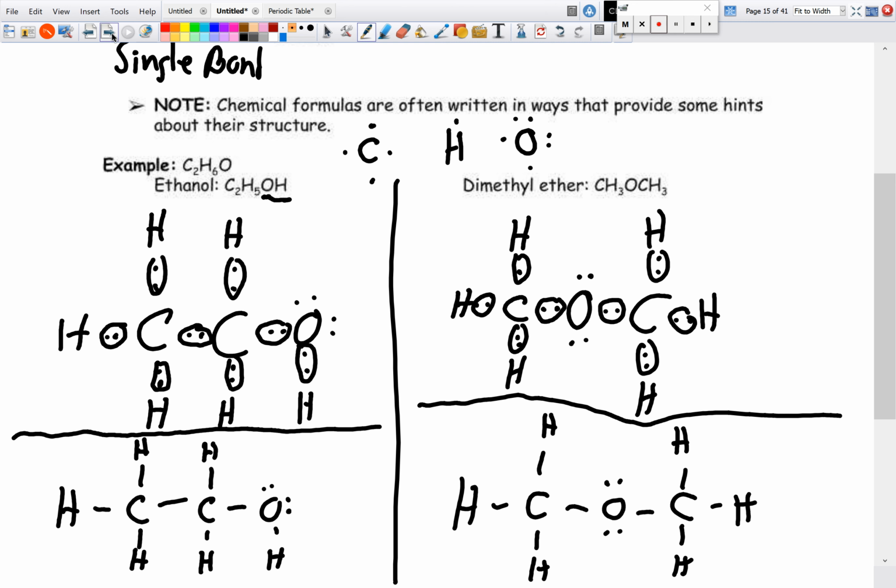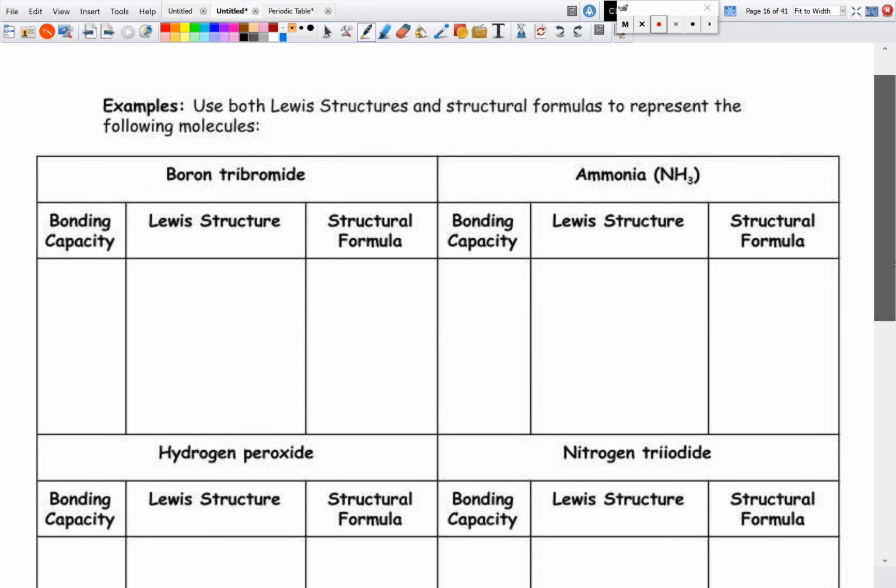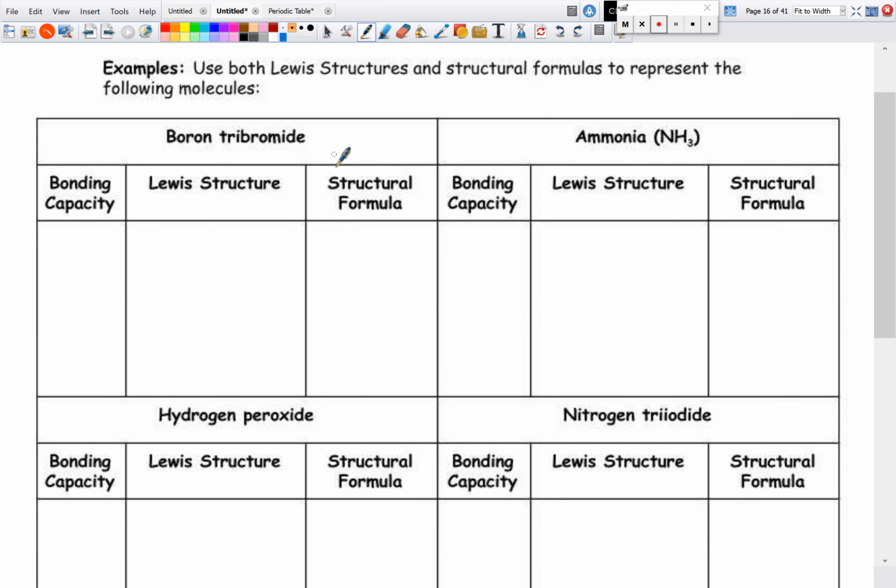All right? Now, these here obviously are going to take a little more practice, but most of the practice we have right now is going to be for the smaller ones because we're going to get into the bigger ones later. So right now, I want you guys to work on these here. So how this works, we have bonding capacity, Lewis structure, and structural. So first, for every single one, you should definitely write out the chemical formula somewhere to give yourself an idea.